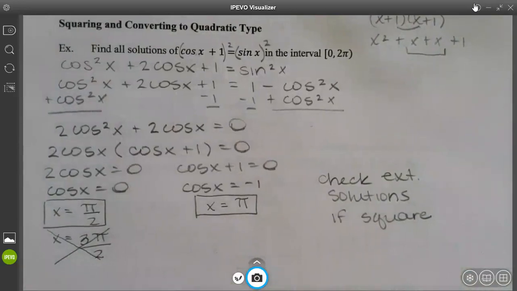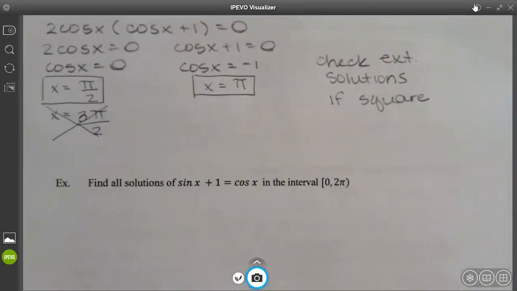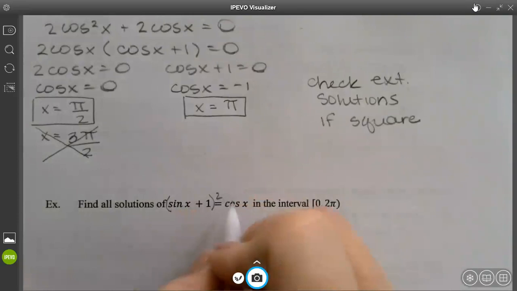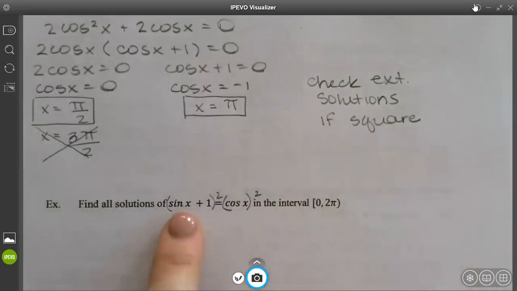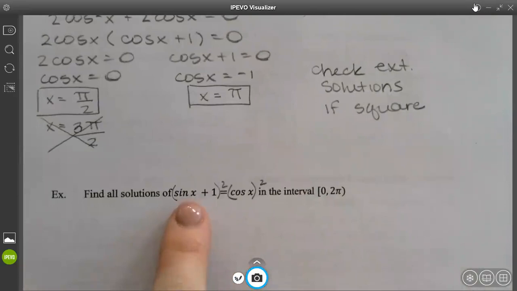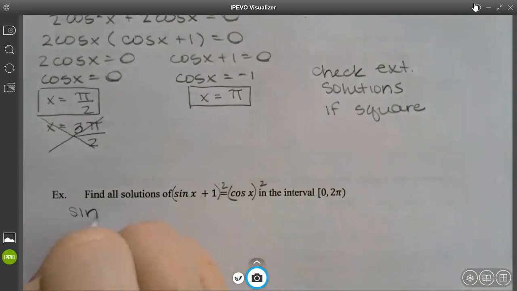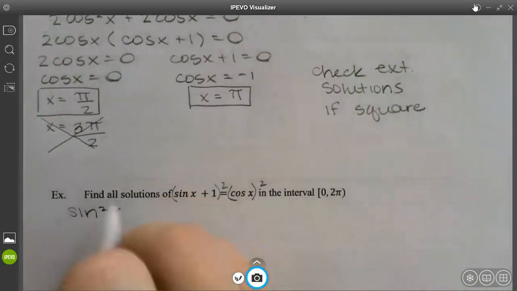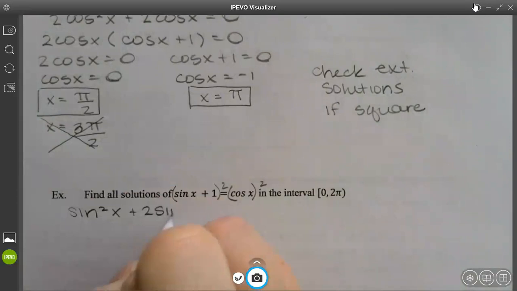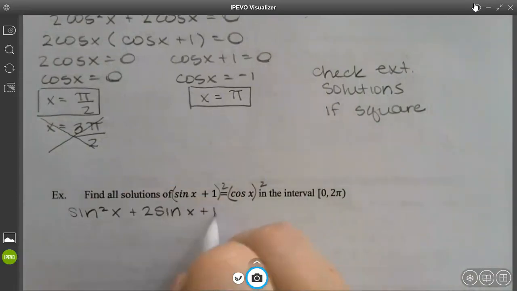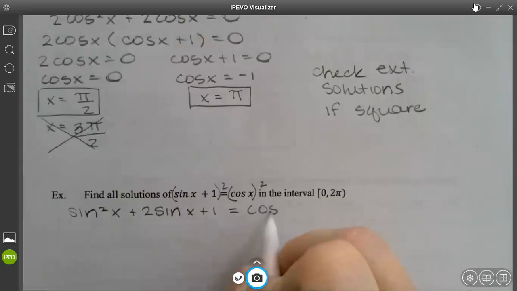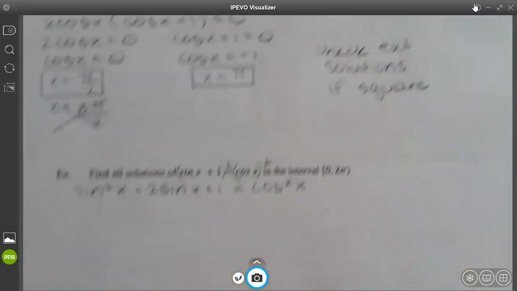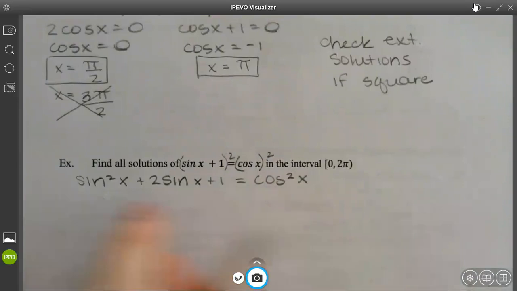Same thing on the next one. We're going to square them. Square the first term. You can sit up here if you're going to whisper all the time. Why is it 2 sine x? And then just 1 equals cosine squared x. We're going to change this cosine squared to a sine.